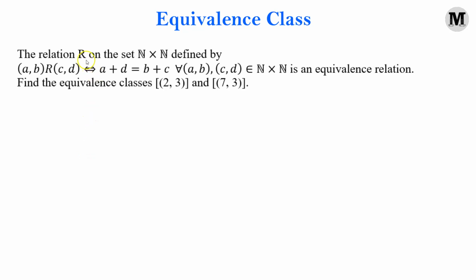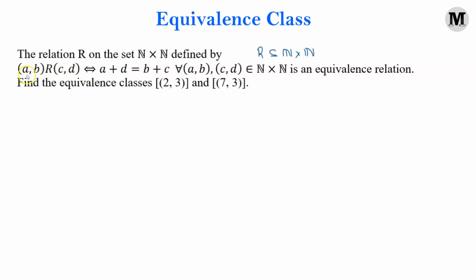So in this problem, we have a relation R on the set of the Cartesian product of the set of natural numbers with itself. This simply means that R is going to be a subset of the Cartesian product of the set of natural numbers N with itself. And we have the definition for this relation.